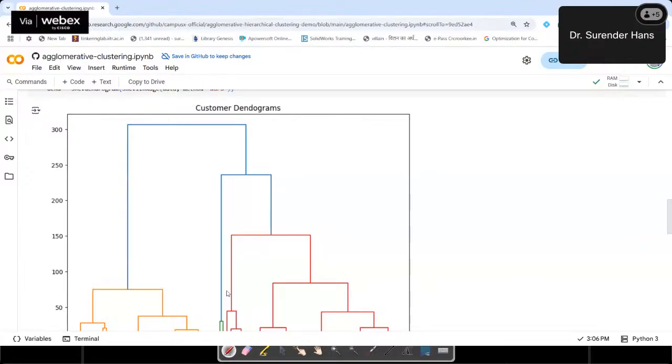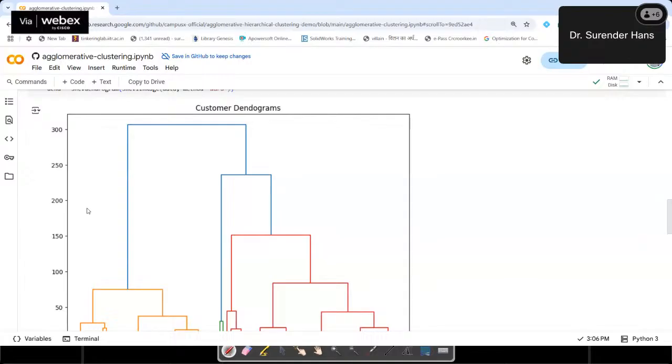And the last disadvantage is that there is no global objective function. In an objective function, we have to minimize the objective function. But here there is no global objective function, so we cannot improve.